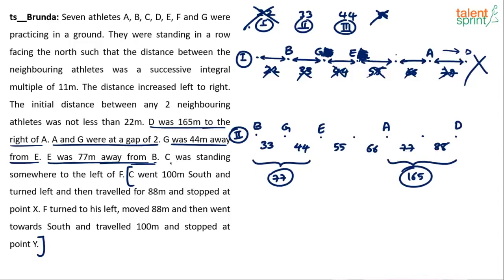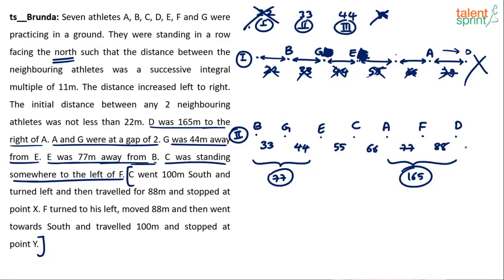And the last point that we know is C was standing somewhere to the left of F. C should be on the left of F. So F has to come here, and left of F is this. Remember, all of them are facing north. How do I know this is left? Because all of them are facing north. Left of F is our left. So F comes here and C comes here. So these are the 7 positions: B, G, E, C, A, F, D.